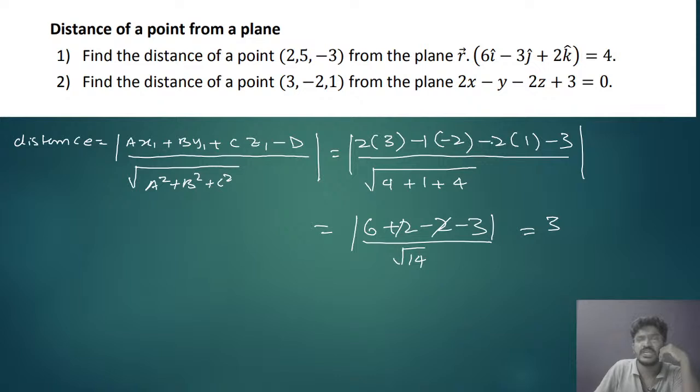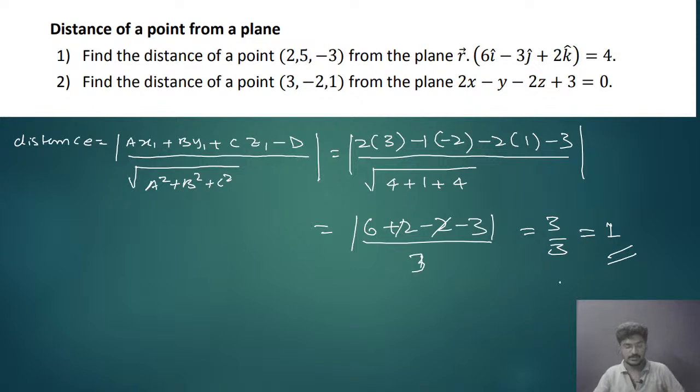A is 2, B is minus 1, C is minus 2, D is 3. So here A square is 4, B square is 1, C square is 4. So that is 9, and the root of it will be 3. Therefore 3 by 3 is 1. So 1 is the right answer. Anand, check your answer. Answer is 1. Veena, you also check your answer. Answer is 1. Jyoti, you also check your answer. Answer is 1. 3 by 9 is not the answer. It is root 9, so 3 by root 9. Root 9 is 3. 3 by 3 is 1. You must get 1.